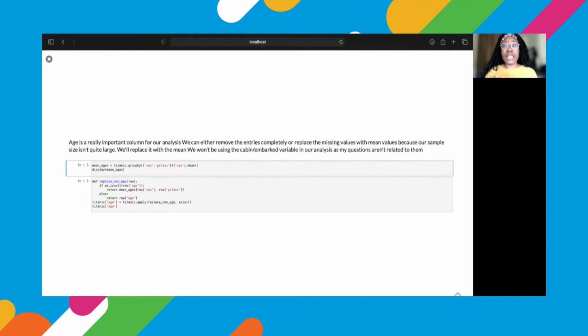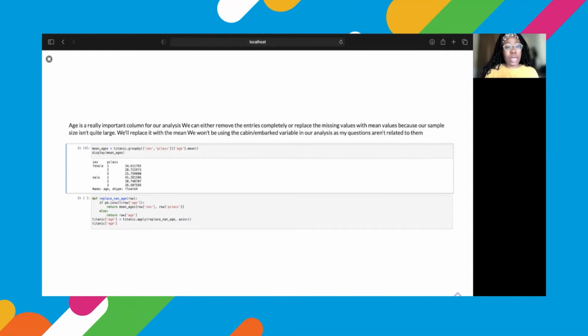I'm going to replace the missing entries with the mean of the age column, and I'm also going to do it by passenger class. So for each passenger class, for females, I'm going to replace the missing information associated to those passengers with the mean. Here we can see for females in first class, the mean age is 34. So it's just going to replace that empty cell with 34. So let me run this code.